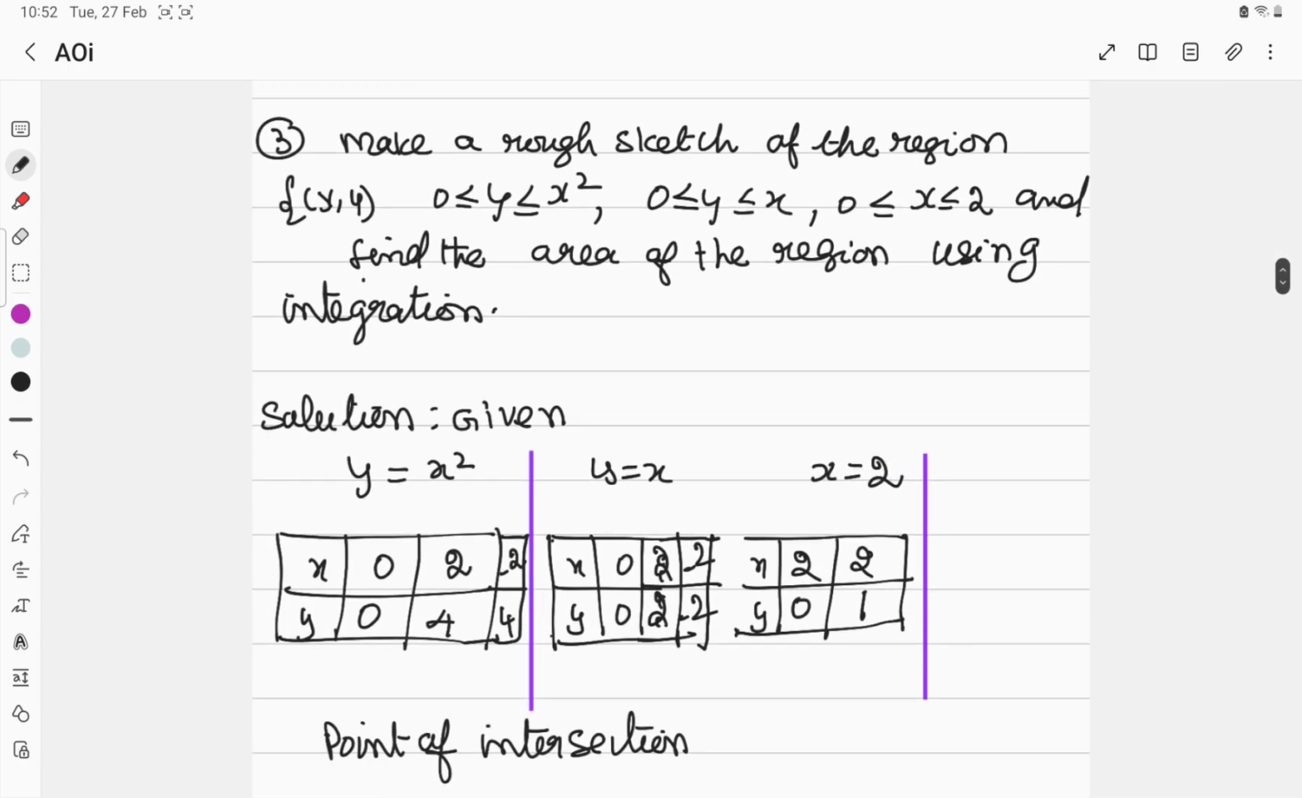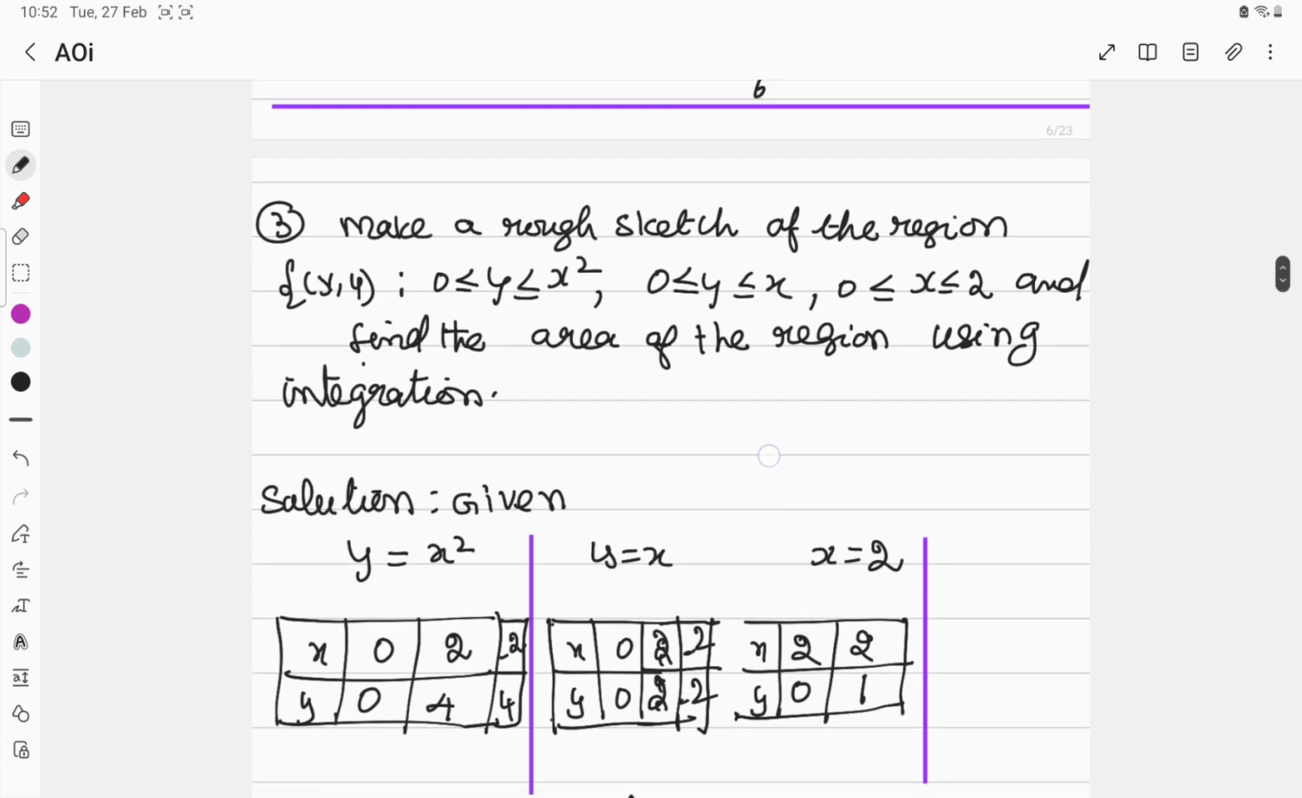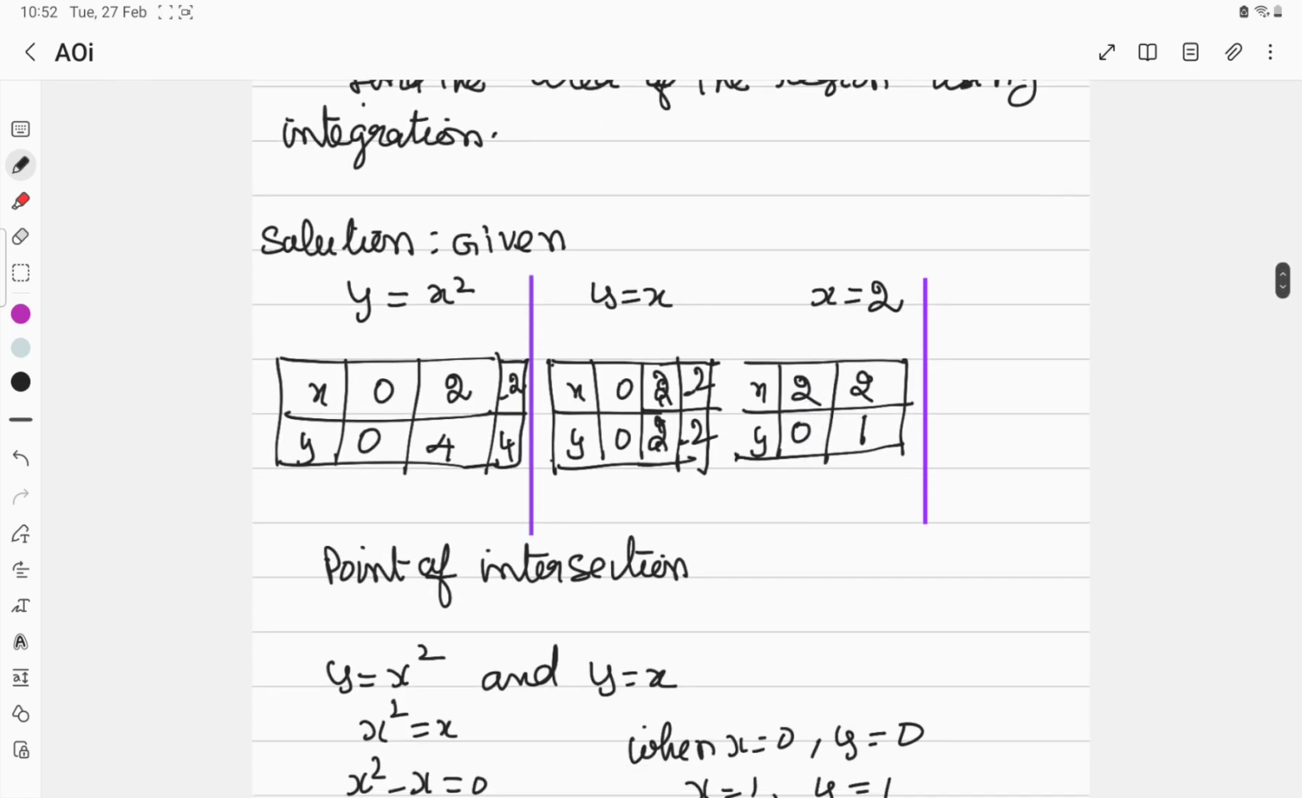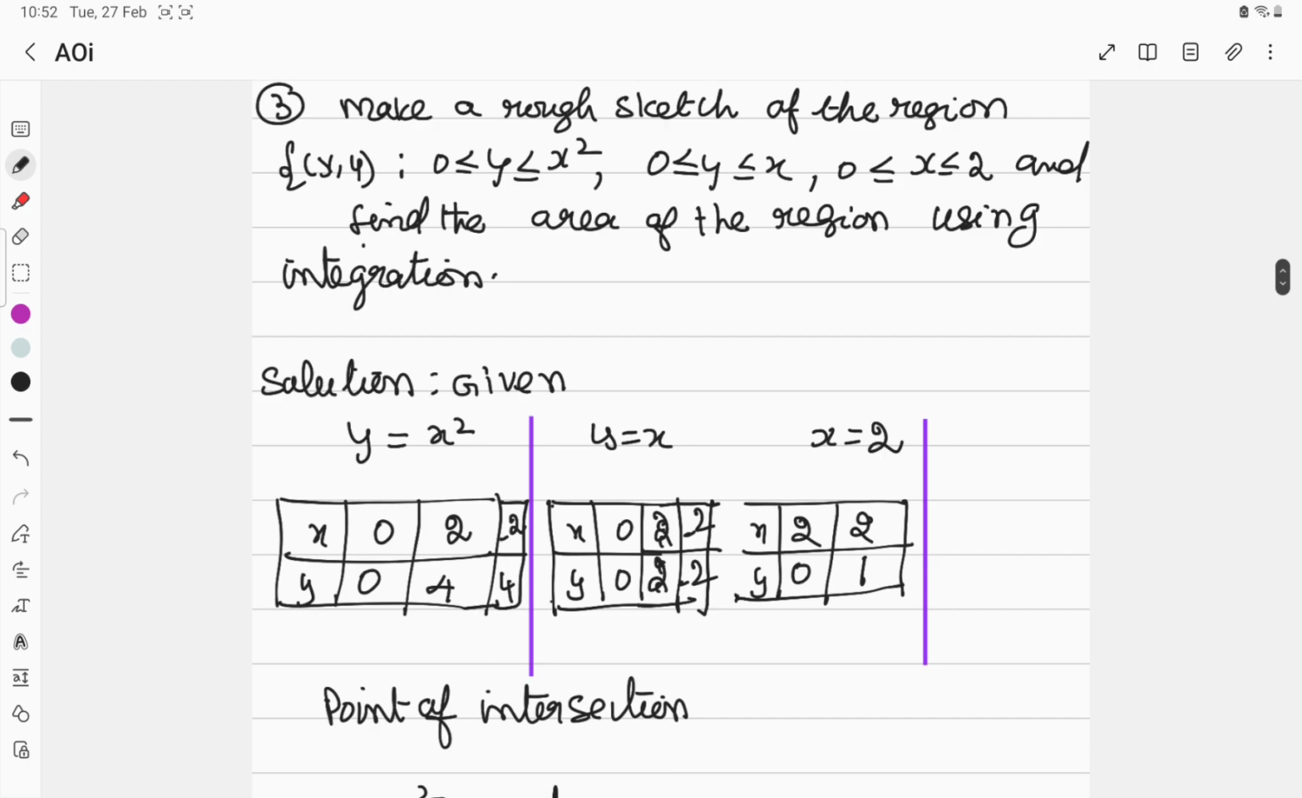Question number 3. Make a rough sketch of the region (x, y) such that y is greater than or equal to 0 and less than or equal to x square, y is greater than or equal to 0 and less than or equal to x, and x is less than or equal to 2. Solution. Given y is x square and y is equal to x and x is equal to 2.